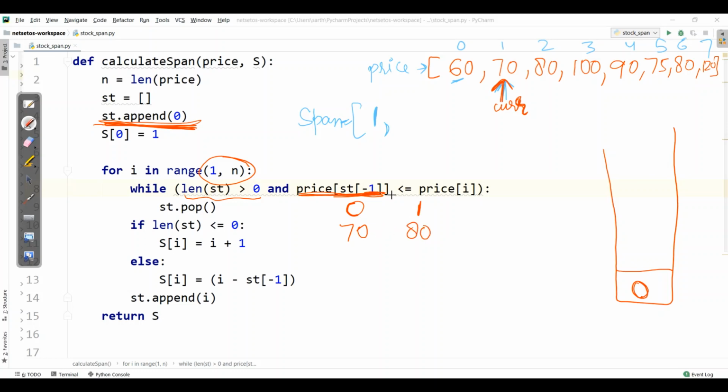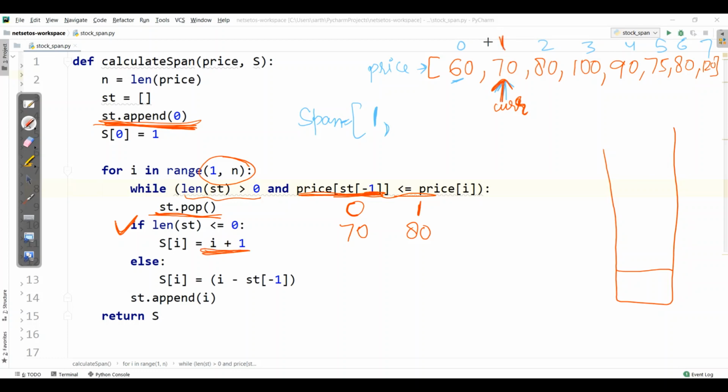No, it's not. So it is following this condition. Here it will be popped out, and here we have our stack empty. Then we will check at this point of time if length of stack is empty. Here we have empty stack, so span will be I plus 1.